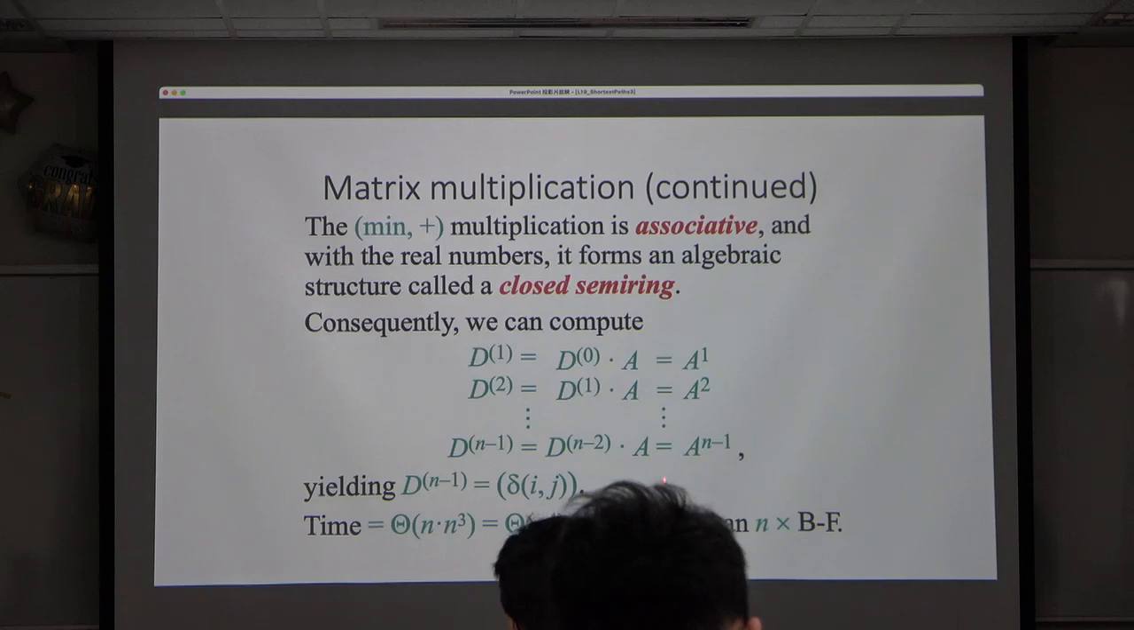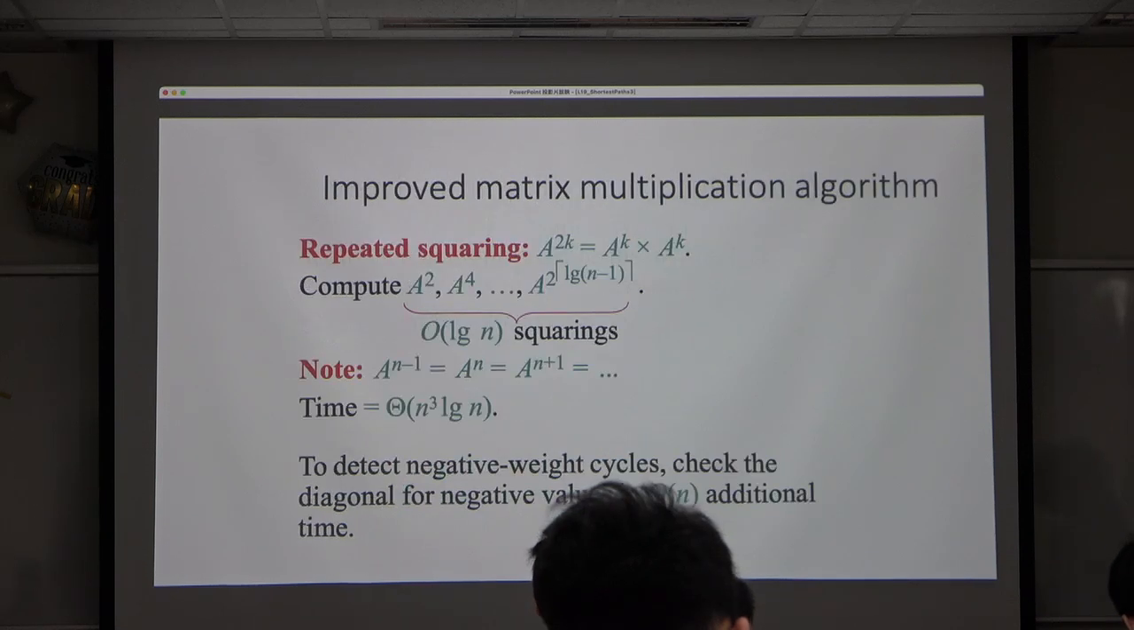So this one, as I just said, n to the power 4 is not so good, right? I mean, it's too high. So we want to see if there's any possible way to reduce the complexity. One possible approach is that we can do repeated squaring. We are actually doing a divide and conquer.